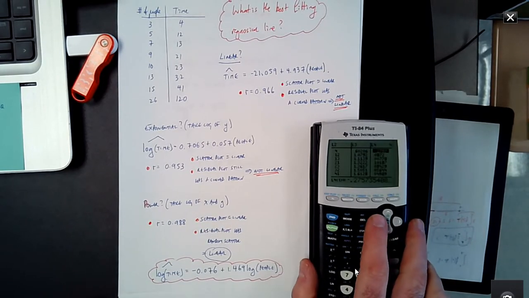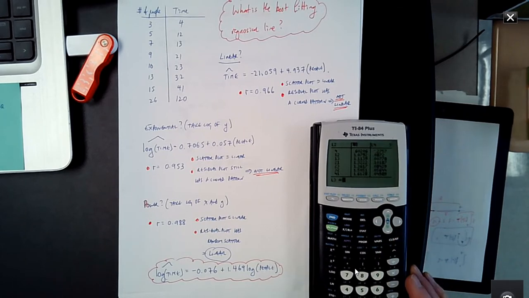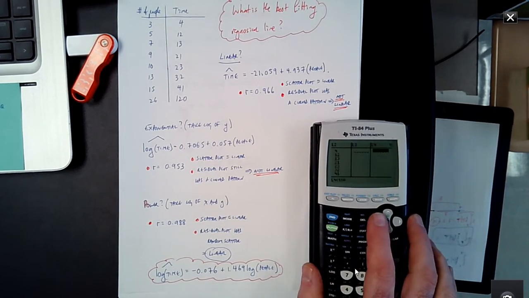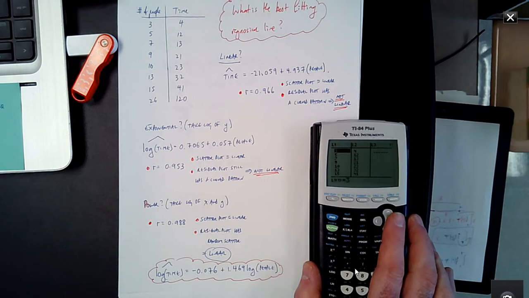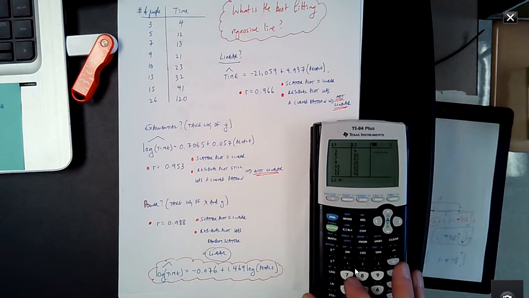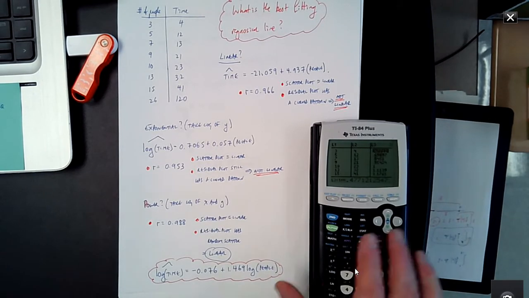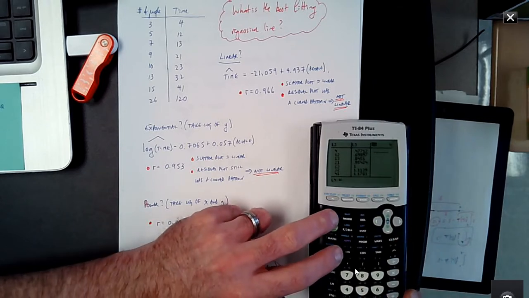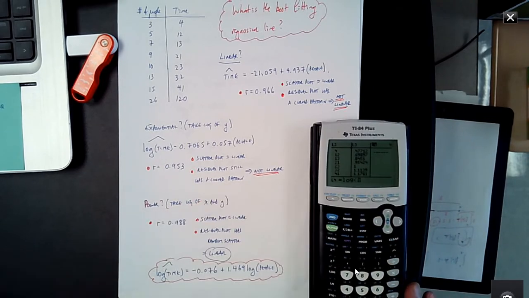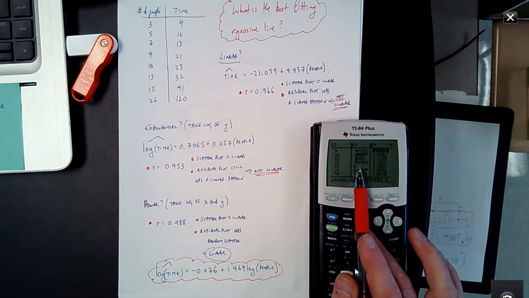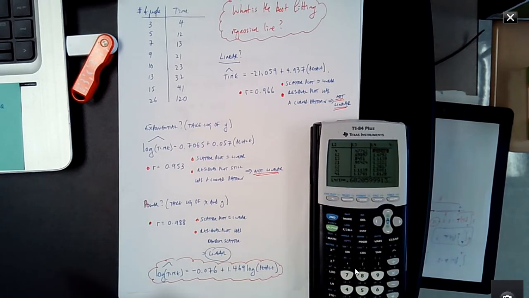So we'll go here to my stat again. I'm just going to go ahead and clean out L3 and L4. So remember, all my original data is in L1 and L2. So I'm going to make L3 be the log of all the people, or the log of everything in L1. So we'll do second L1. And then I'm going to make everything in L4 be the log of L2. Okay, so now we have log of people in L3, log of time in L4.